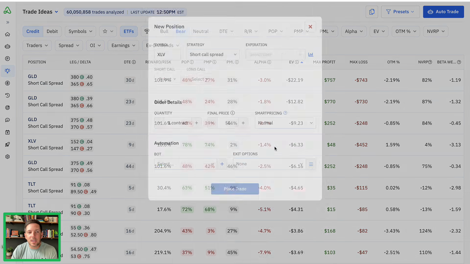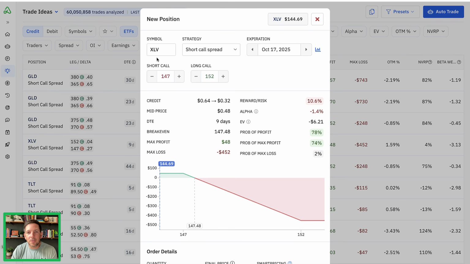But you can see here, like this position in XLV that I loaded up here. Notice that this is that short call spread payoff diagram here. But this position is probably not a good position to get into because you have a max profit of $48. Your max loss is $452, which is huge. Even though there's a 2% chance of getting to max loss, you've got this huge range of partial losses here. It just doesn't make sense.